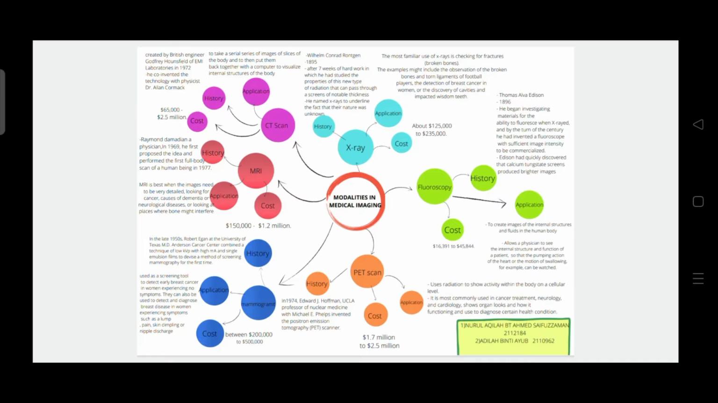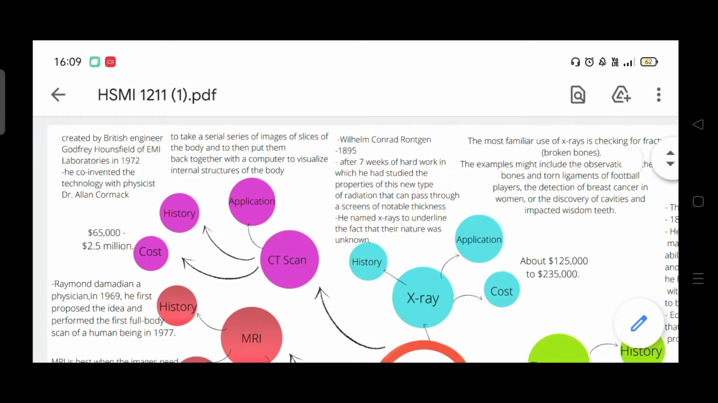So we are going to present about modalities in medical imaging. First, I'm going to start with CT scan.